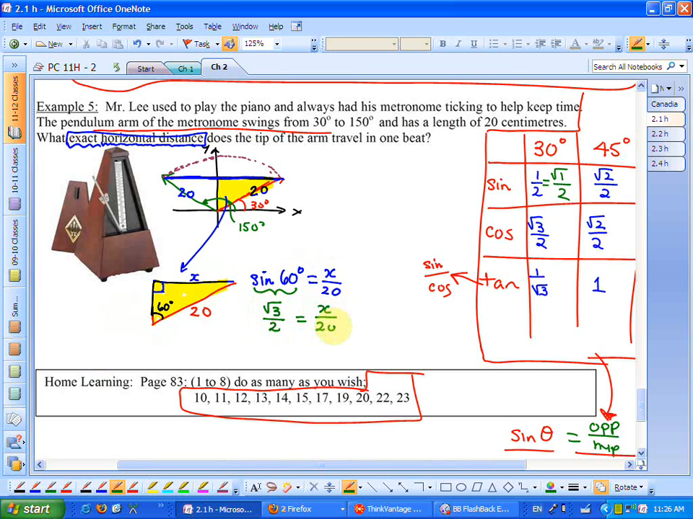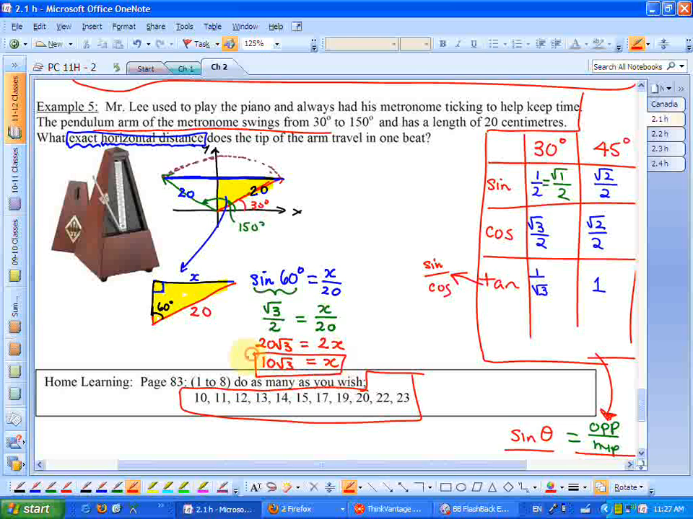Two ratios. What should we do? Cross multiply. You bet. So 20 root 3 equals 2 times x. Solve for x. What do we get? That's just 20 divided by 2. That's just 10 root 3. Good.